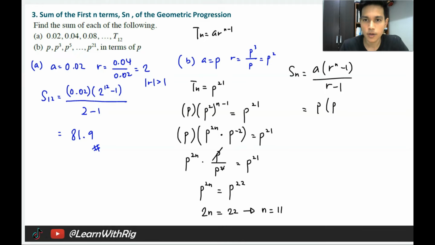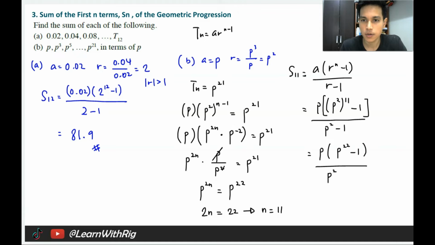R is P square. And then your n value has to change, because now you already know your n value. N value is 11. So P, this one is times 11, minus 1 over P square minus 1. Okay, so P, and then you times here, you should get P power 22 minus 1 over P square minus 1. So this should be your answer. If you want to expand it, it's up to you, but this is the most simplified answer.